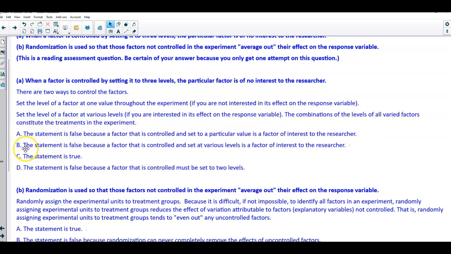So that means that A, the statement is false, because a factor that is controlled and set at various levels is a factor of interest to the researcher.